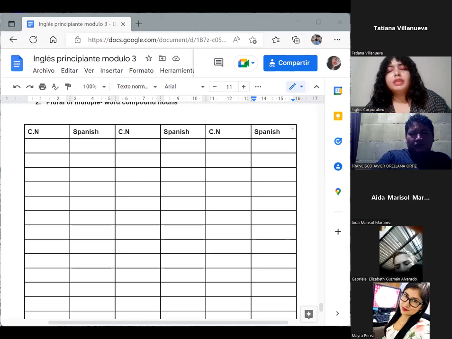No, no la dejaba entrar porque hay una actualización en Zoom. Por eso es que no podían entrar a la sesión hoy.